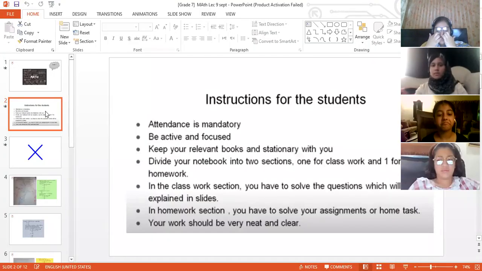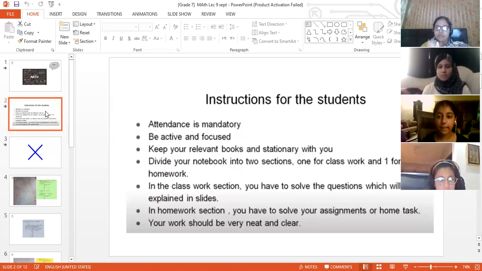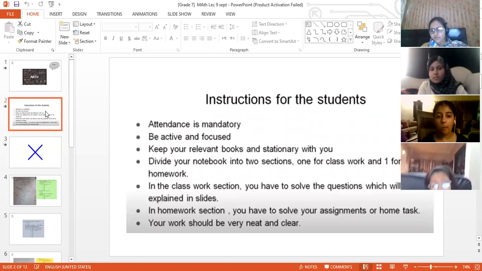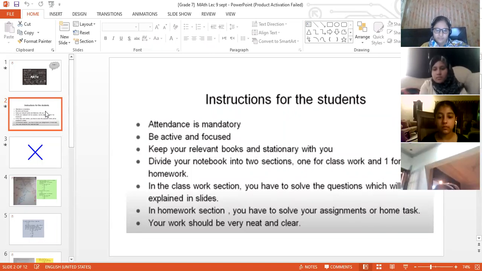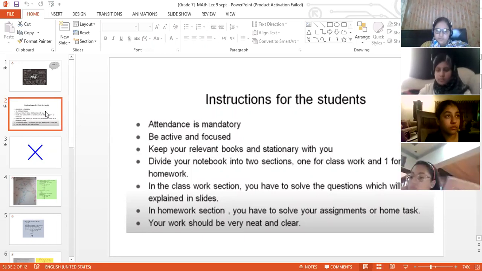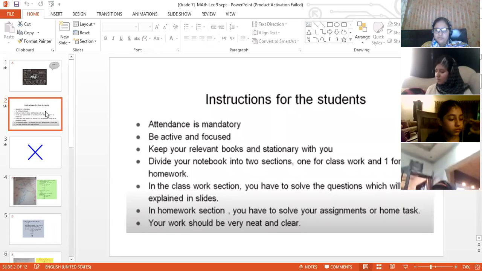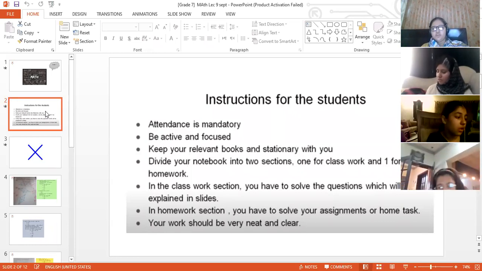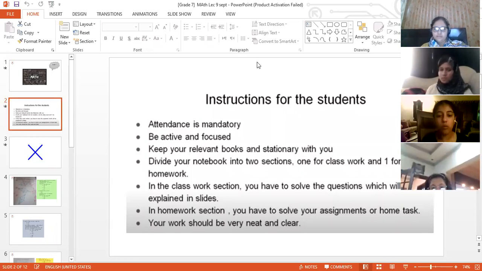Before starting the lecture, you know that there are some instructions for you which you have to follow. Your attendance is mandatory. Be active and focused. Keep your relevant books and stationery with you. Divide your notebook into two sections, one for classwork, one for homework. In the classwork section, you have to solve the questions which will be explained in slides, and in the homework section, you have to solve your assignments or home tasks. Your work should be very neat and clear.